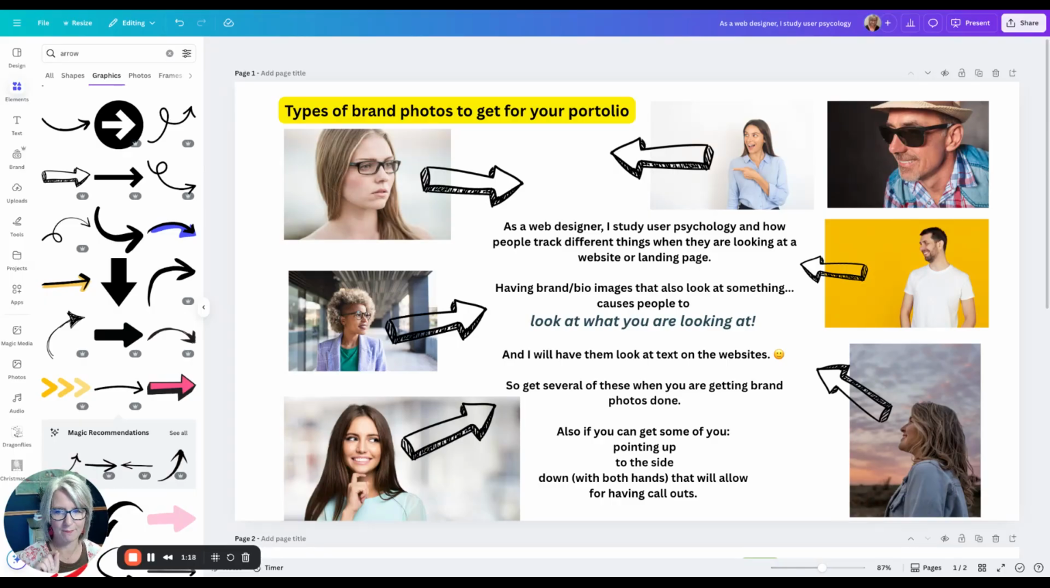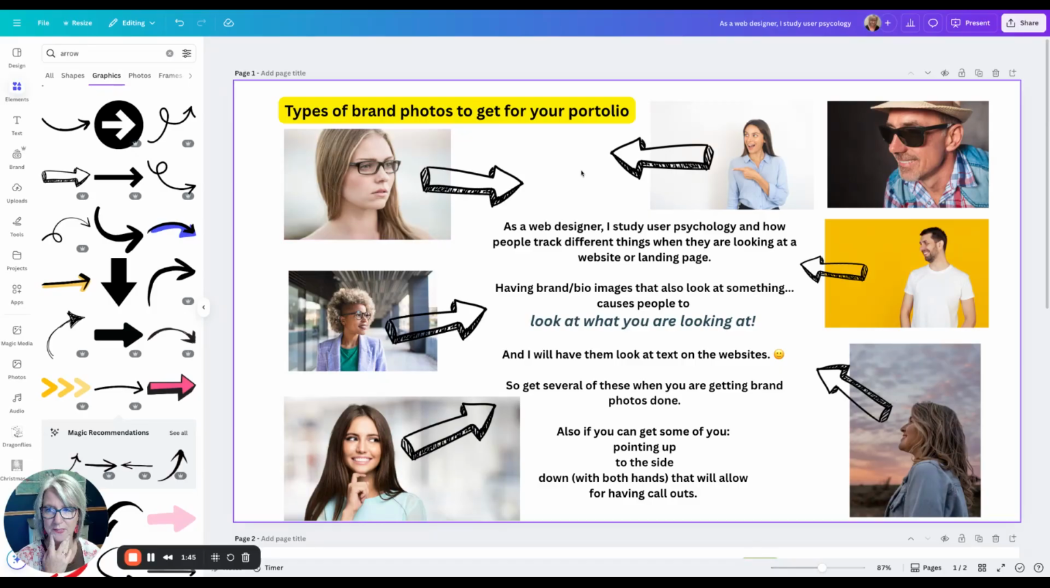This one doesn't do what I'm about to talk to you about, but I do want you to try to get some that don't have a lot of background on them. If you have Canva Pro, you can pull the background off and have a transparent background. If you do that, it will allow you in your hero image to really showcase you, which is what you want to do. So let's go back to this one.